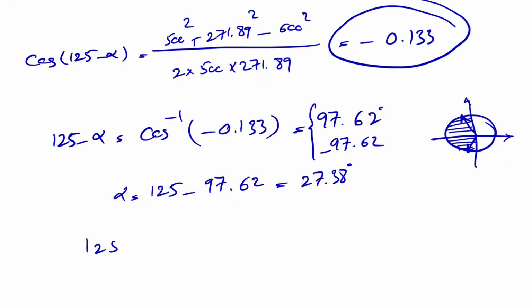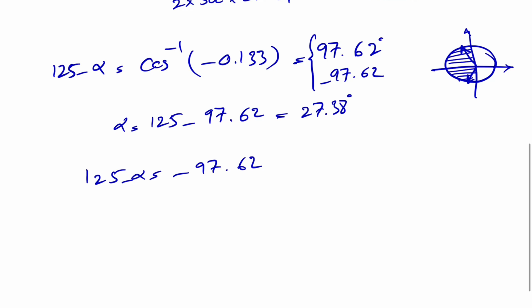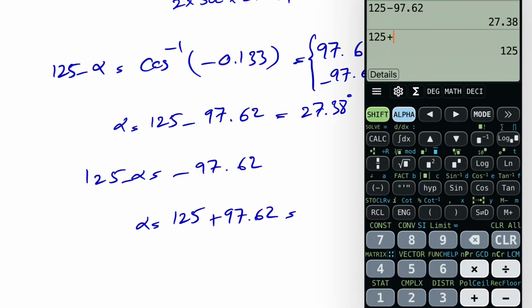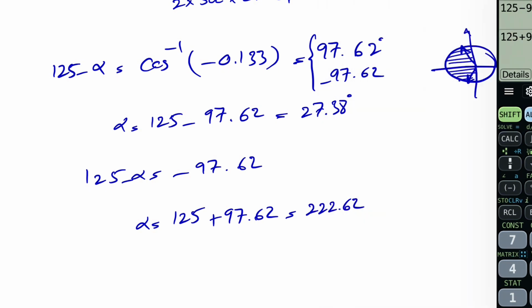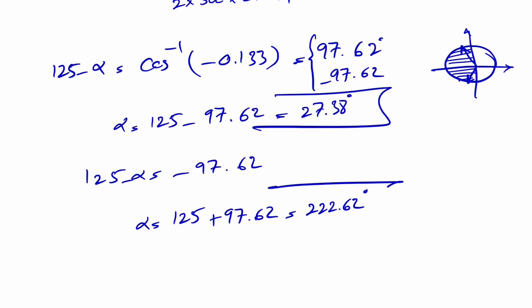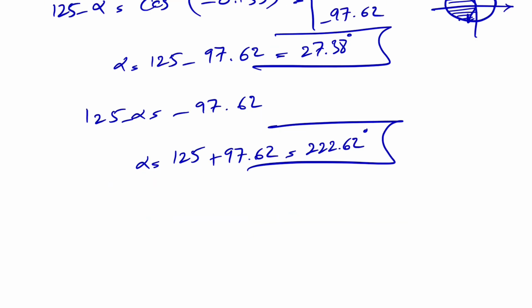So 125 minus alpha is equal to minus 97.62 as well. So our alpha would be 125 plus 97.62. So 125 plus 97.62, that's going to give us 222.62 degrees. And these are the values that we have for alpha in order to have our R less than 600. So our alpha would be 27.38 and the upper range would be 222.62.